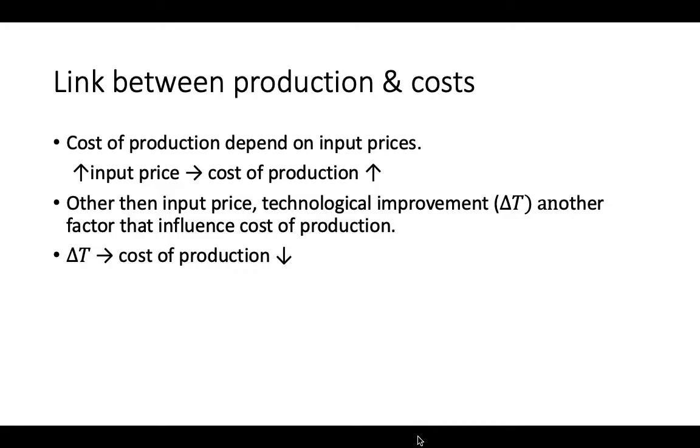But other than input price, another factor or variable which can influence the cost of production is technological change. Technological change, we have studied this variable many times in previous lectures as well, that it shows the effect of improvement in method of production or efficiency attained by the firm by reducing its wastage rate. So whenever there is an improvement in method of production or there is a technological change, it decreases the cost of production for the firm as the firm is improving its methods of production.